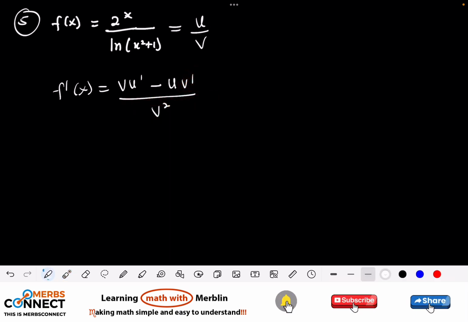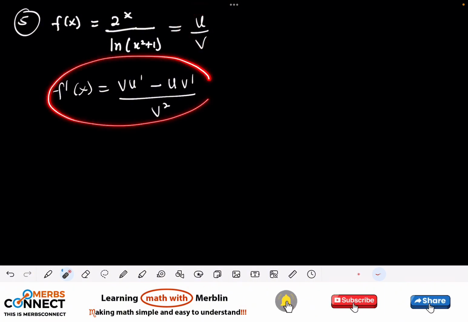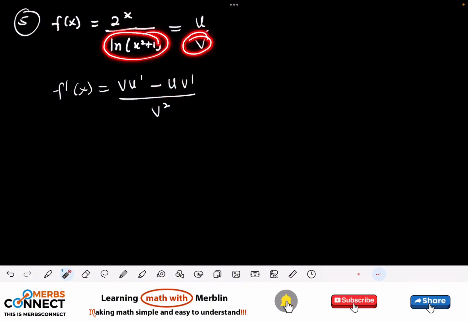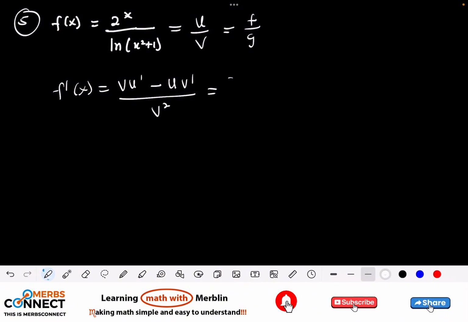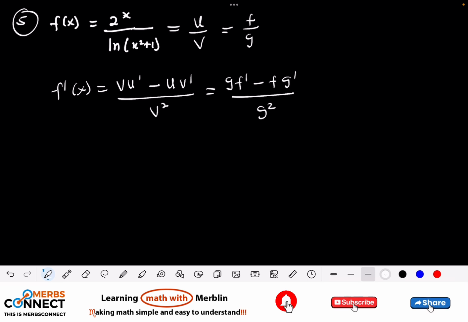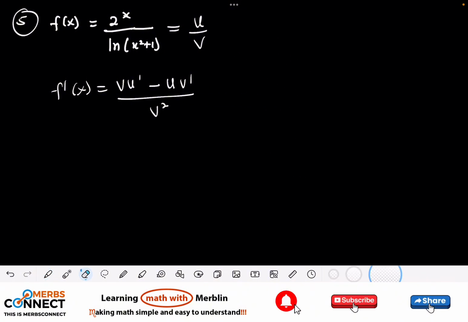That is the denominator. Since this is equal to u over v, I need u, right? I need v prime. That's what I'm going to look for. So I need u is equal to this. I need v is equal to this. So I need u prime and v prime. Somebody too can say that this is equal to f divided by g. This is also the same as g f prime minus f g prime divided by g squared. Any of them works. Any of them that you want to use is going to work out for you, right? Good. So don't worry.